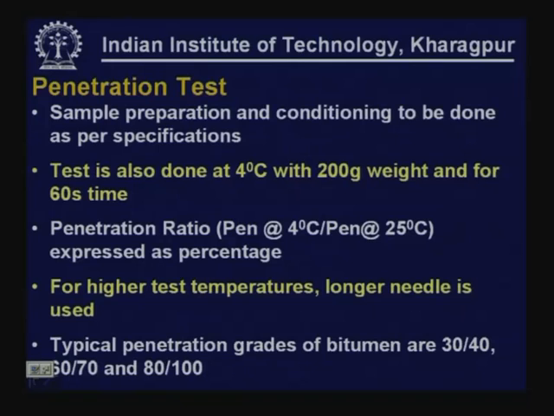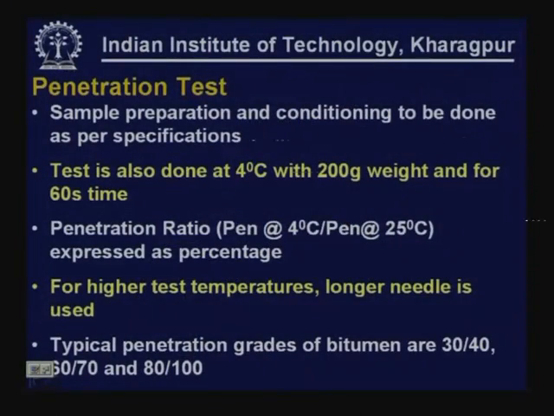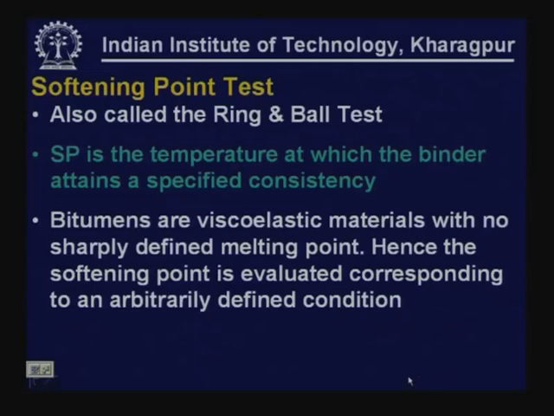The test can also be conducted at 4 degrees centigrade, but with a much heavier weight, which is 200 grams, and for a longer time period, which is 60 seconds. The penetration ratio, which is the penetration at 4 degrees divided by the penetration at 25 degrees centigrade expressed as a percentage, is often used to express the temperature susceptibility of the binder with variation in temperature. For higher test temperatures, obviously we need to use longer needles and bigger cups. Typical penetration grades of bitumens that we normally use are 30-40, 60-70 and 80-100.